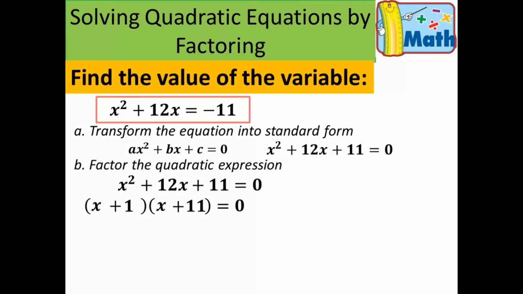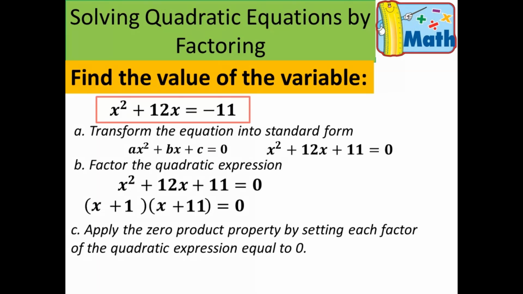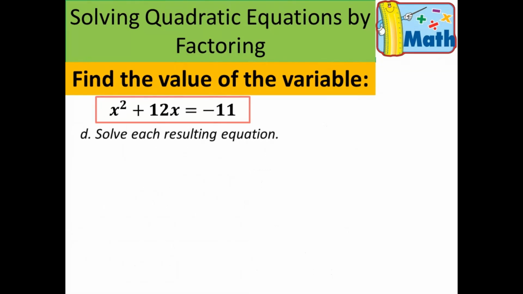Then the third step is to apply the zero product property by setting each factor of the quadratic expression equal to 0. Thus we have x plus 1 equals 0 and x plus 11 equals 0. The next step is to solve each resulting equation.